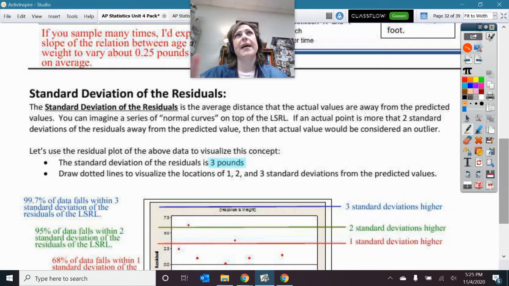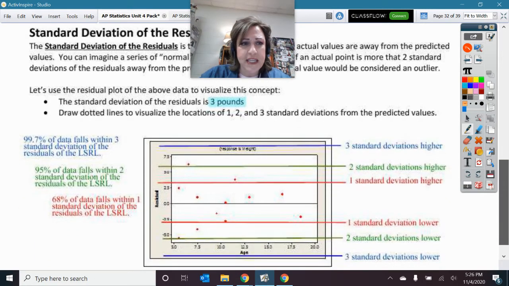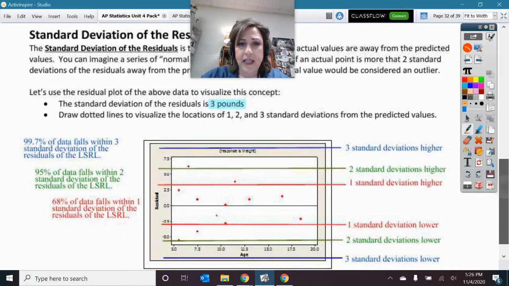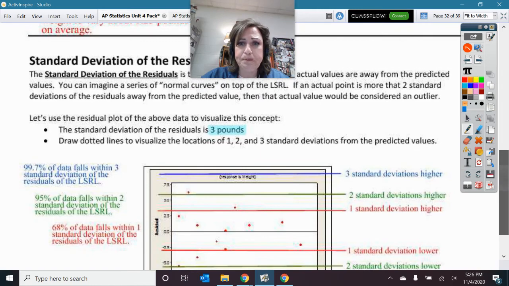Okay, remember, that's the average distance that all of those actual data points are from what they were predicted to be. So look here, standard deviation of the residuals is the average distance the actual values are away from what they are predicted to be. So this is so interesting. Watch this visualization. We can kind of imagine. You don't have these lines drawn in here, but I want you to draw them in there.